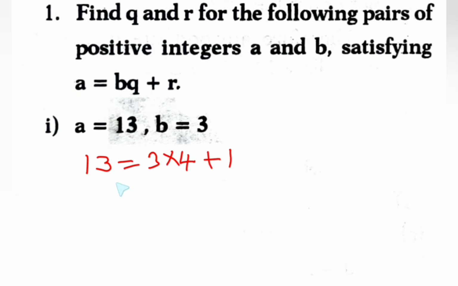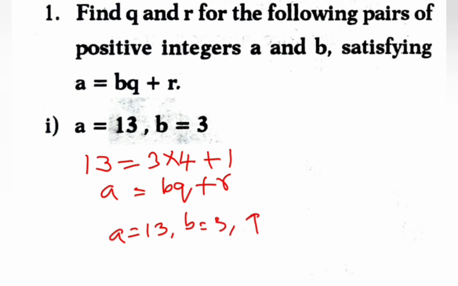Now it is in the form of a equals bq plus r. Here a equals 13 and b is equal to 3, q equals 4 and r equals 1.